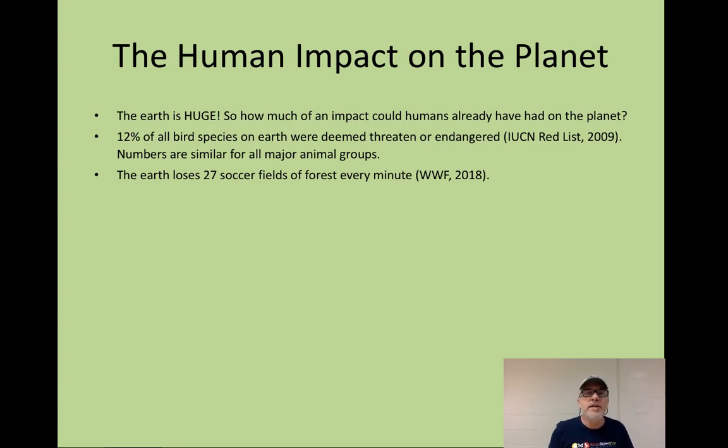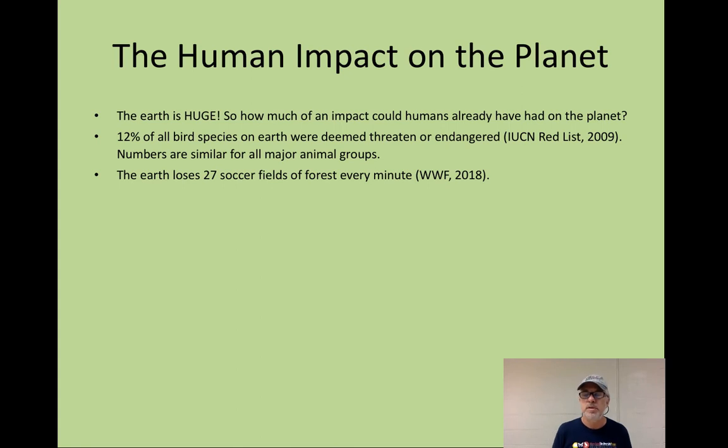The Earth loses 27 soccer fields of forest every minute, and that was a 2018 estimate published by the World Wildlife Fund, so data probably taken from about 2015, 2016, before the Amazon burned this fall, right? And don't forget, Brazil is undergoing a very similar type of governmental change as the United States has seen in the last 4 years, where the person in power believes that the Earth is really there for us to use, we can't really affect it that much, and it's not terrible if we do.